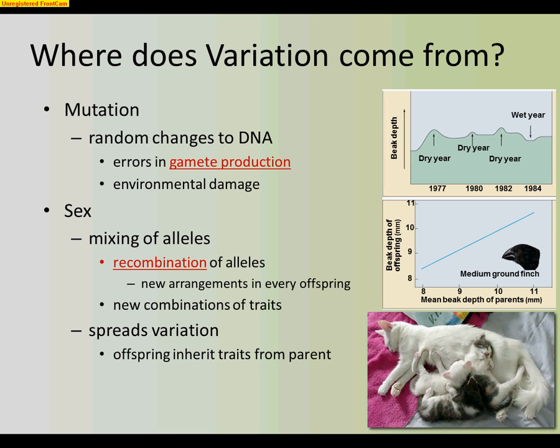One of the things that we've talked about as being an advantage to sexual reproduction is that you can mix up your alleles. You can get recombinations of alleles, new arrangements in every offspring. This helps to spread variation. It's why we see more variation in, let's say, a litter of kittens than we do in bacterial reproduction. So two places where your variation can come from: mutations and then sexual reproduction.